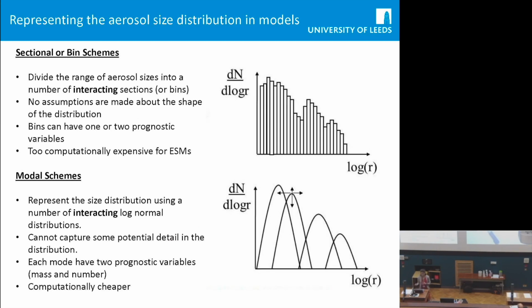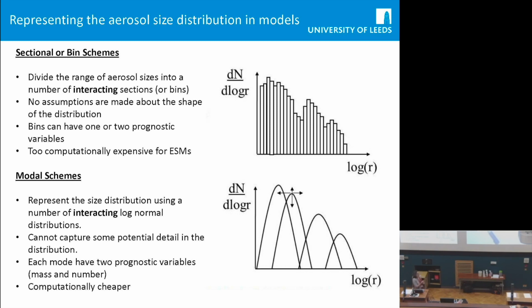So the aerosol size distribution is, again, similar to the chemistry. It's complicated in reality. We need to find a simple way of representing it in models that enables us to capture enough of the complexity, but is computationally possible to actually run. In terms of aerosol, the aerosol model that runs within UKCA is GLOMAP-mode. It's the modal version of one of these schemes. Its predecessor was called GLOMAP-bin.